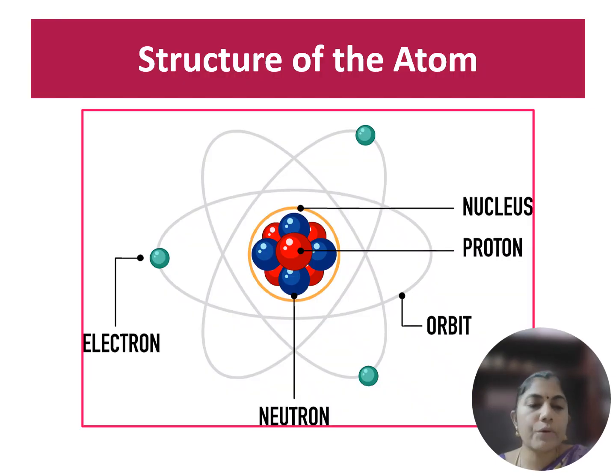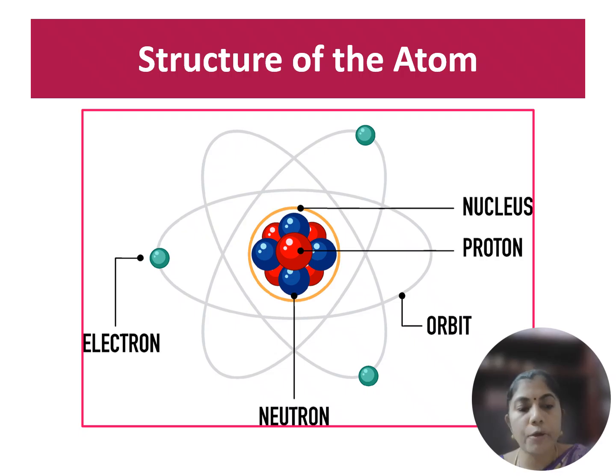Before we discuss nuclear reactions, let's quickly recall the structure of an atom. An atom consists of three fundamental particles. They are protons, neutrons, and electrons. The protons and neutrons are located in the nucleus, which is at the center of the atom, while electrons revolve around the nucleus in different energy levels. Although the nucleus is very small, it contains almost the entire mass of the atom.